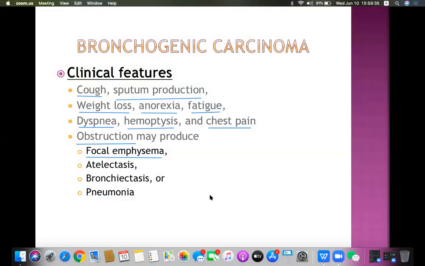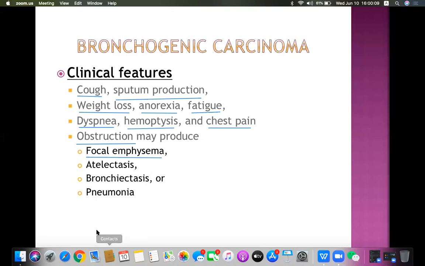Anyone? Alveolar collapse? No. Wait, we have talked about 4 types of collapse, right? Resorption collapse, compression collapse, contraction collapse, and diffuse type of collapse. So which one is this? Obstruction or resorption collapse? Okay, they are the same thing. Obstruction or resorption collapse. Don't forget that. So this neoplasia or tumor is leading to obstruction or resorption type of atelectasis.